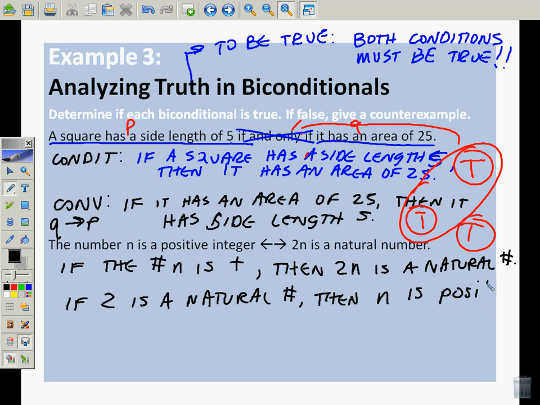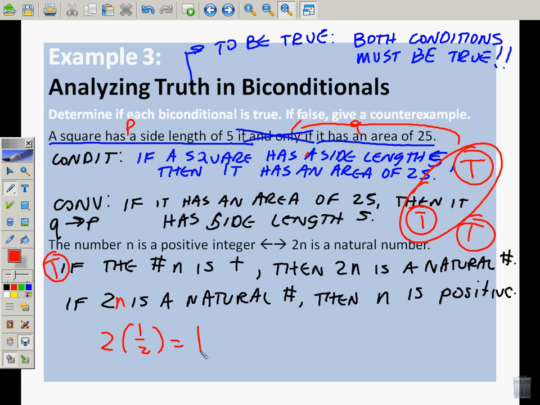If the number n is positive, then 2n is a natural number. This is true. Natural numbers are counting numbers like 1, 2, 3, 4, 5, 6. But if 2n is a natural number, then n is a positive number. What if n was 1/2? Then 2n is equal to 1, which is a natural number. But n would not be a natural number.